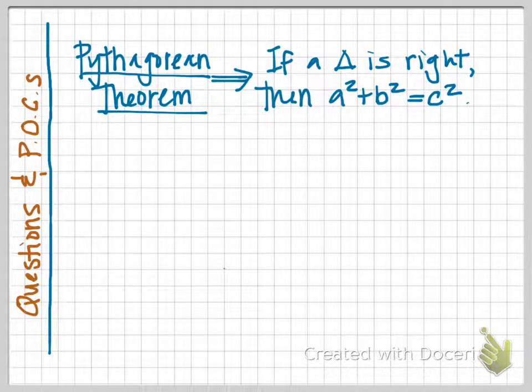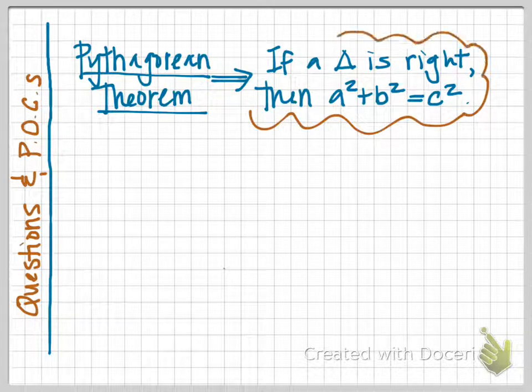So as most of you know, the Pythagorean theorem states that if a triangle is right, meaning it has a 90-degree angle, then a squared plus b squared equals c squared. The a, b, and c represent the side lengths of a right triangle.